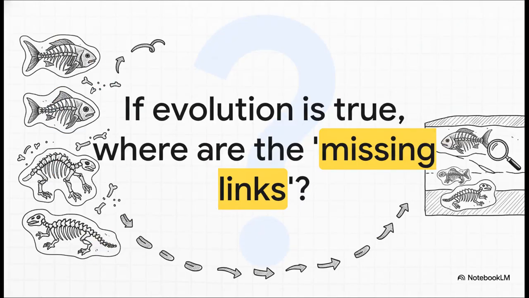Okay, that makes a lot more sense about the word theory. But what about the evidence itself? You hear people point to the fossil record and ask, okay, so where are all the missing links? The idea being that, if species gradually changed from one to another, we should be able to find a perfect, unbroken chain of fossils showing every single tiny step.